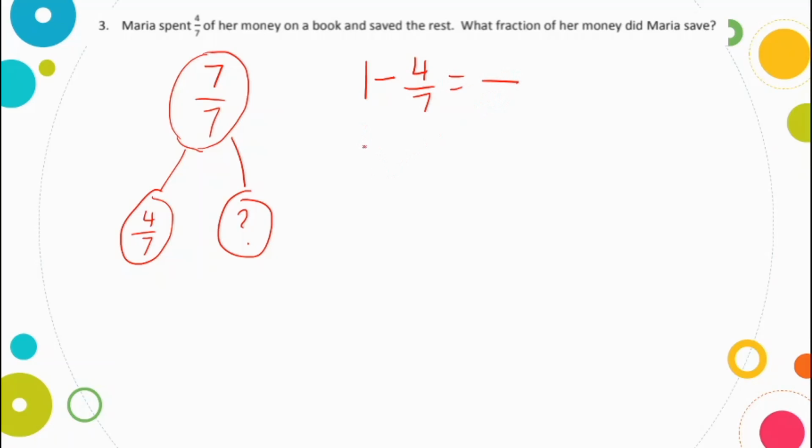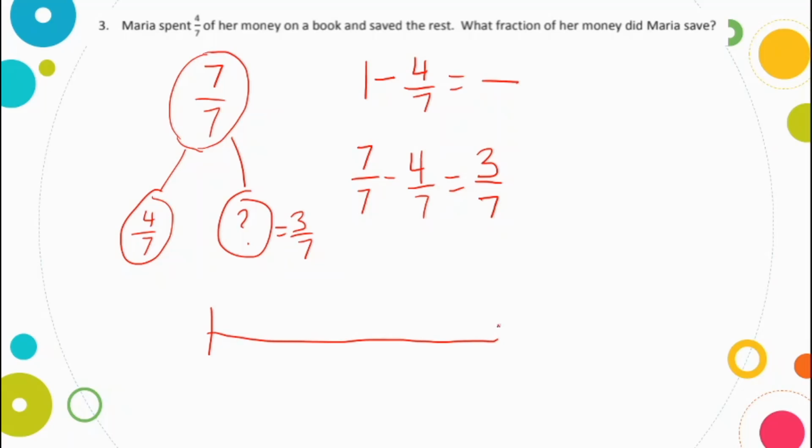So let's rewrite this as 1 as 7/7. We're going to subtract 4/7, and that should give us 7 minus 4, which gives us 3. So this should equal 3/7. Now again, you can think about this on a number line here really quickly. This is 1 whole, or 7/7, and this is 0/7 or 0. And so we kind of end up here.